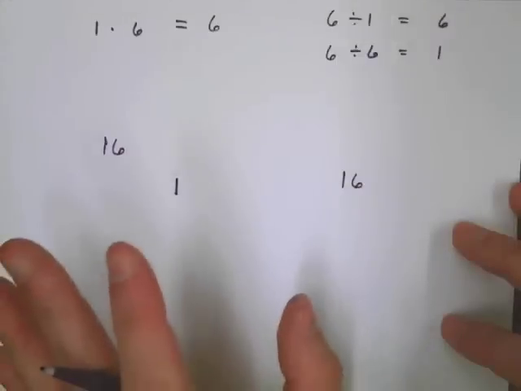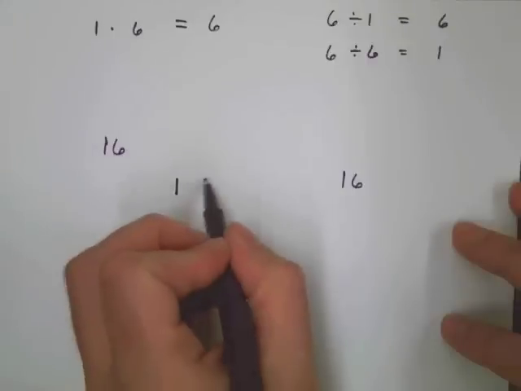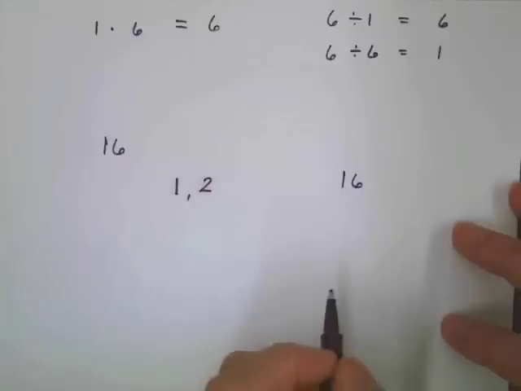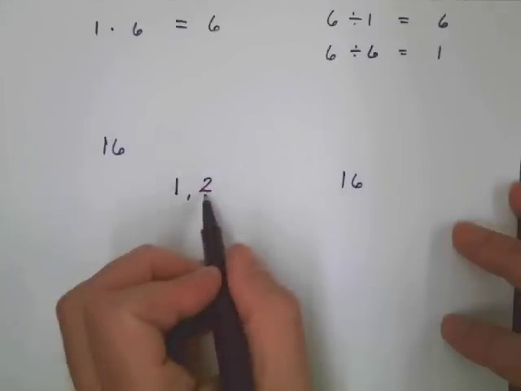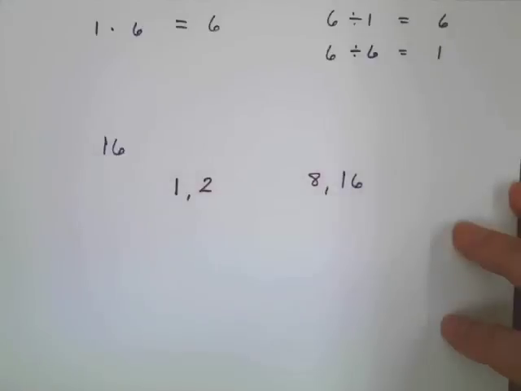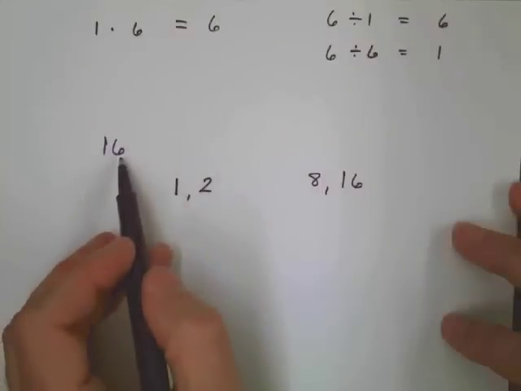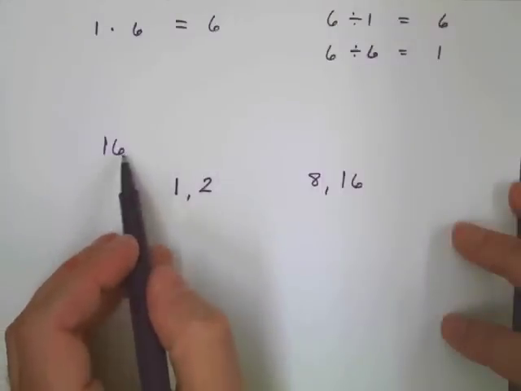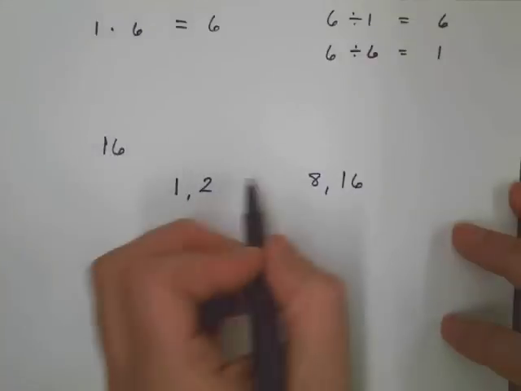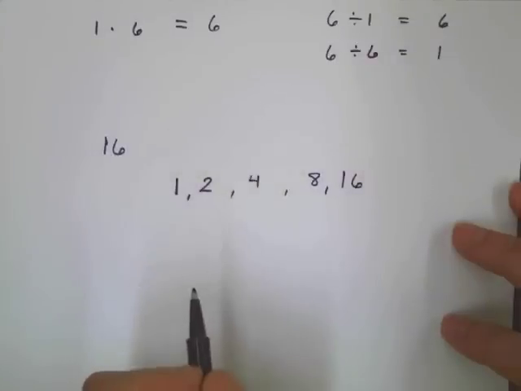So I'm going to use my divisibility rules. I'm going to think, is 2 a factor of 16? Well, 16 is an even number, so 2, yes, is a factor of 16. And 2 has to multiply by something. 2 times 8. Is 3 a factor? Well, 1 plus 6 is 7, and 7 is not divisible by 3, so no. Is 4 a factor? Well, yes, 4 times 4 is equal to 16.